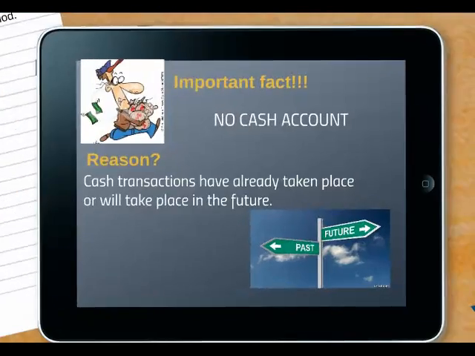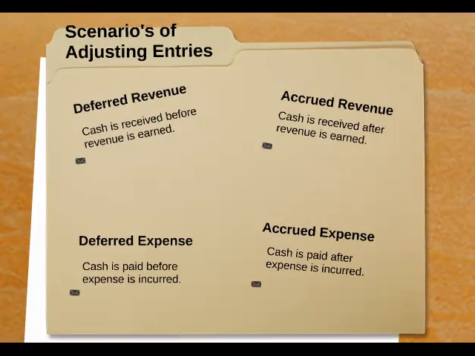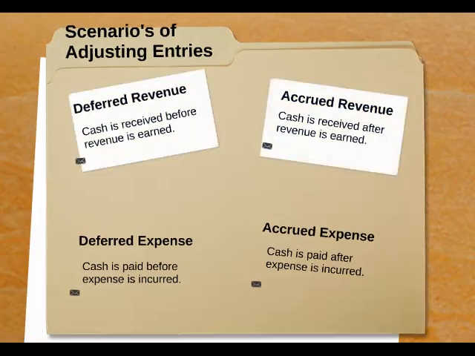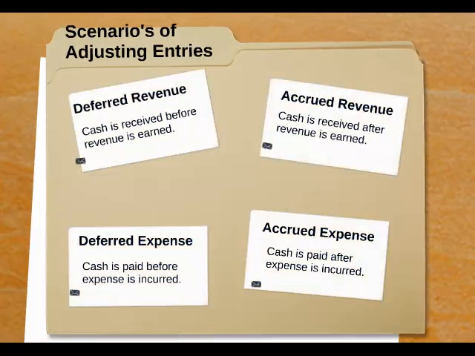An important fact is that adjusting entries do not include the cash account. The exchange of cash does not always coincide with the earning of a revenue or an incurrence of an expense. There are 4 scenarios of adjusting entries: a deferred revenue, accrued revenue, deferred expense, and accrued expense. Of these scenarios, I will go through examples of a deferred revenue and a deferred expense.